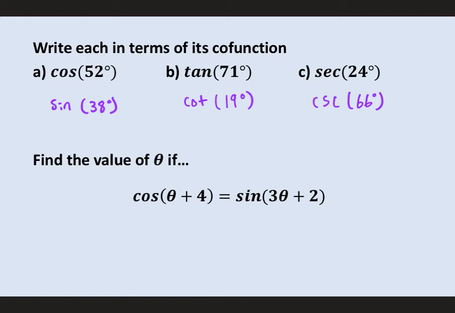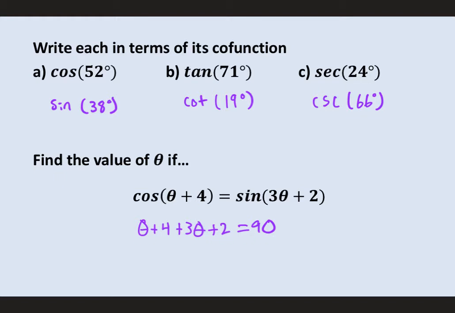All right, our second type of problem is if I say, hey, these are equal, and you notice that this one's cosine and this one's sine, they are cofunctions, then that means that their insides here, if they are equal, have to add to 90. So what we can do is we can say theta plus 4 plus 3 theta plus 2 equals 90. Now it's really common for people to set the insides equal, to say this equals this. That is not correct. Be very careful that you don't do that. The insides add to equal 90.